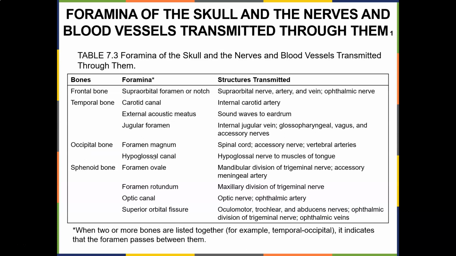Occipital bone, you have the foramen magnum, hypoglossal canal, spinal cord, accessory nerve, vertebral arteries, hypoglossal nerve to the muscle. So going back and knowing what bone it is, what little foramen is found in there, and what structure goes through there would be a good way to study this. Knowing where the optic canal is and what goes through there, the optic nerve. Some of these are super easy, but some of these can be difficult.